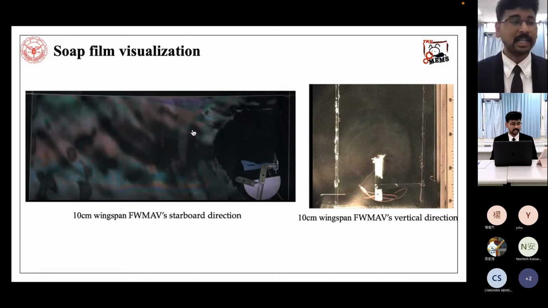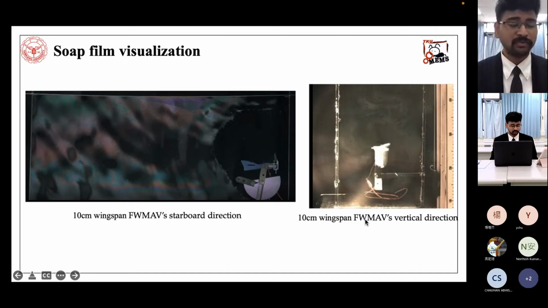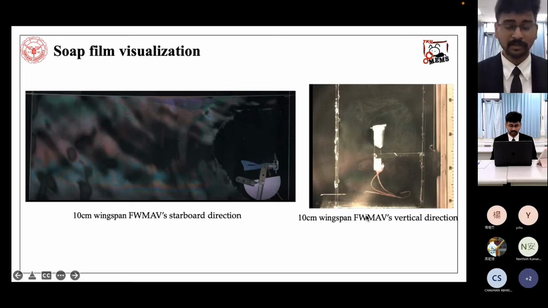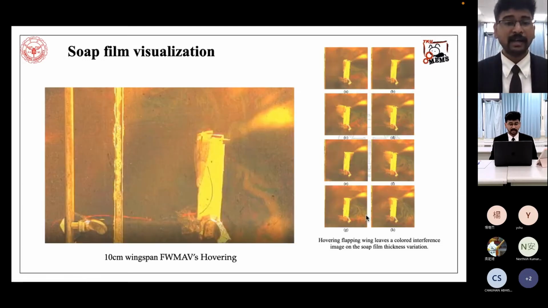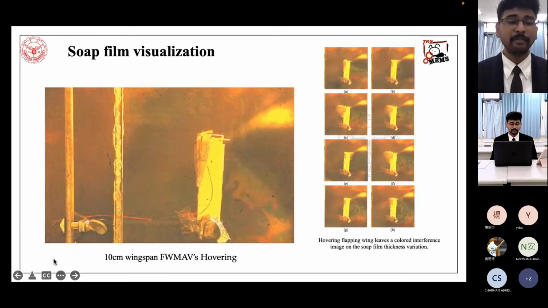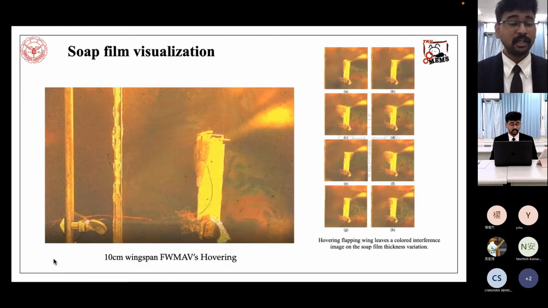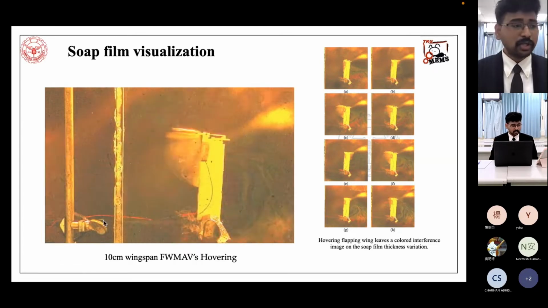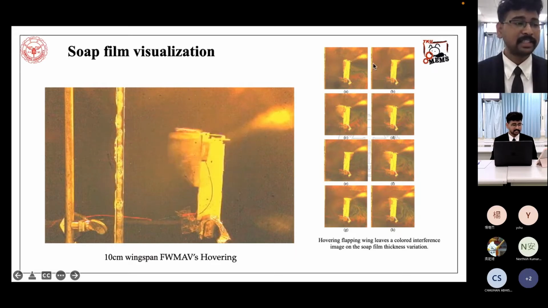And next, this is one more video, of the vertical direction flow, with my 10 centimeter wingspan moving in the vertical. And finally, this is my final hovering test, which is holding the same position with 0 meters per second of wind on it. In the next one, I also clearly mention the upstroke and downstroke. So here in the image, you can clearly see the downstroke and upstroke with respect to the image processing.